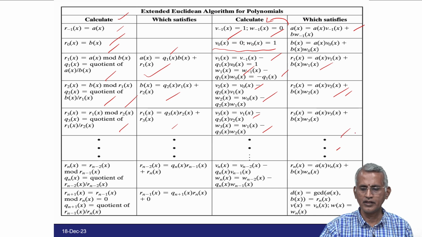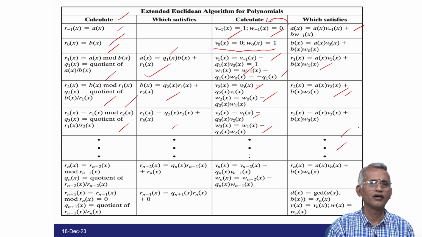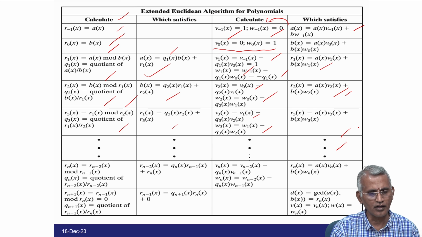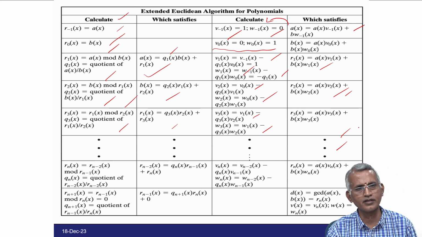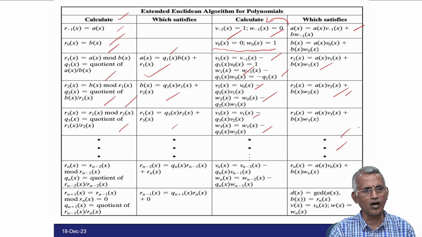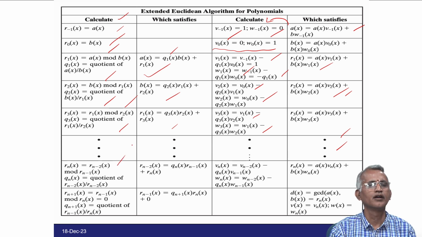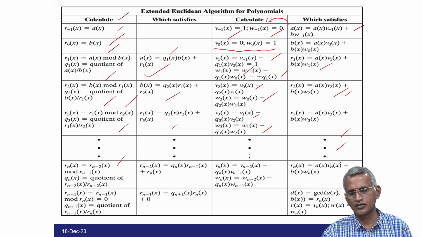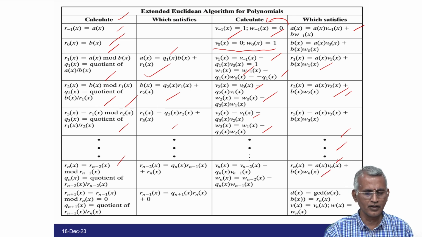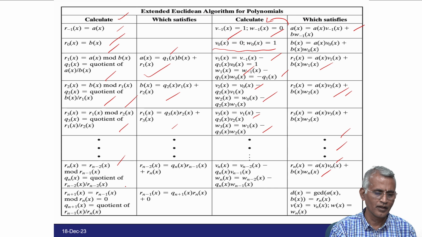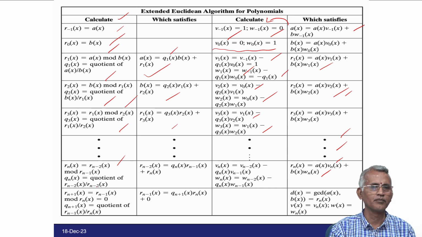Proceeding in this way, we have a recurrence relation of more general form, and end up with Rn of x. So, Rn of x is identically equal to R suffix n minus 2 of x under modulo of R suffix n minus 1 of x, of the equation Rn of x equals A of x into V1 of x plus B of x into W1 of x. So that we can calculate the quotient. The quotient is R suffix n minus 2 of x by R suffix n minus 1 of x.